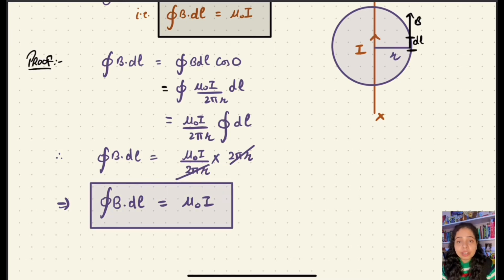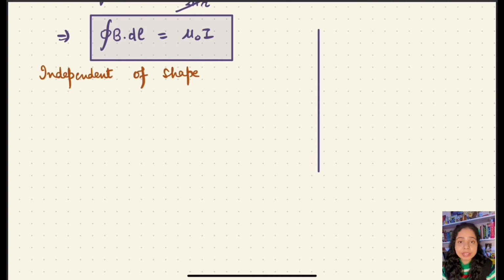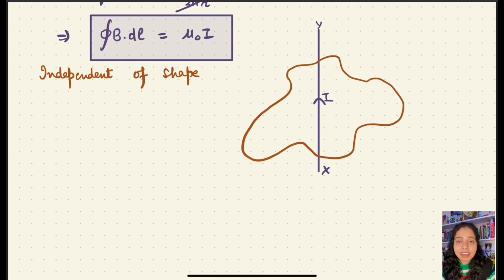But now we need to consider that this Ampere's Circuital Law, closed integral B dot dl is equal to mu naught I, is independent of the shape of the path. So in order to prove that Ampere's Circuital Law is independent of the shape of the path, let us consider once again a straight current carrying conductor such that current I is flowing from X to Y direction, and we will consider any arbitrary path of any shape. Now this arbitrary path is completed, so now we will consider a point P on this arbitrary path such that the point P is lying at distance r from the current carrying conductor.